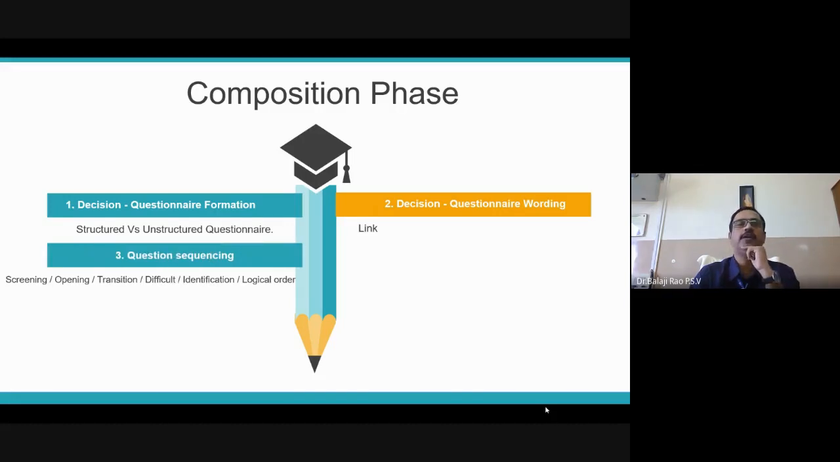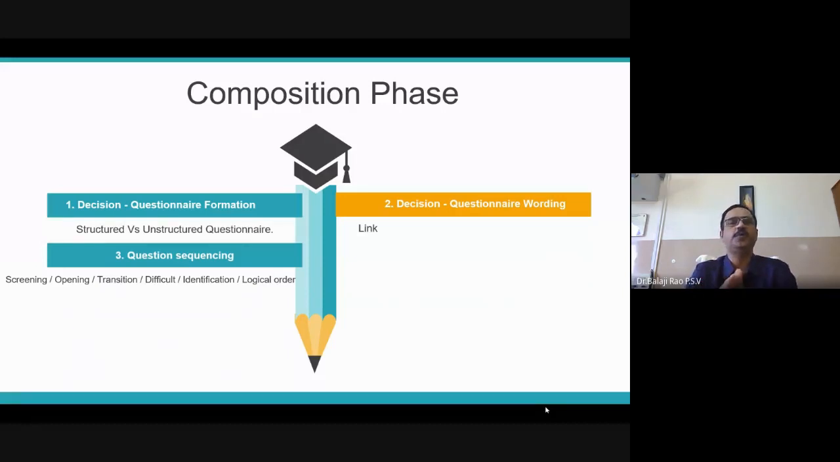Now, the other one is all about question sequencing. This is where the majority of our respondents will not respond truly. This plays an important role. As I said, your ability to differentiate the need for structured and unstructured questions, then the words you use in the question framing sentence, and the question sequencing.